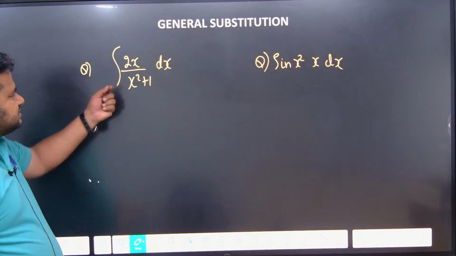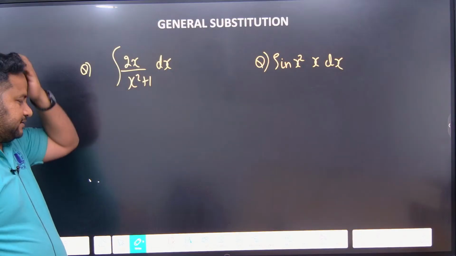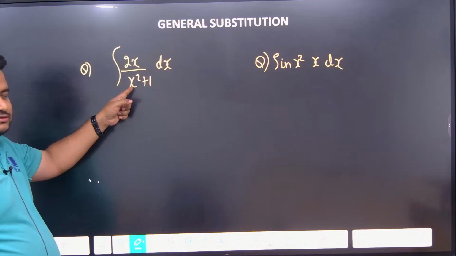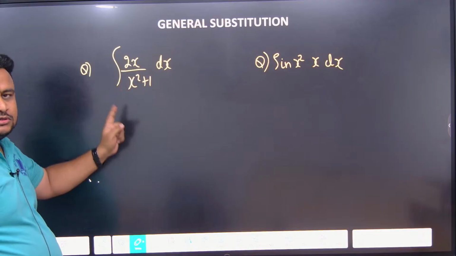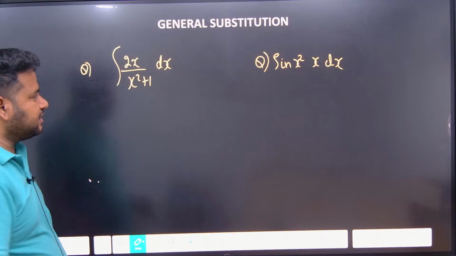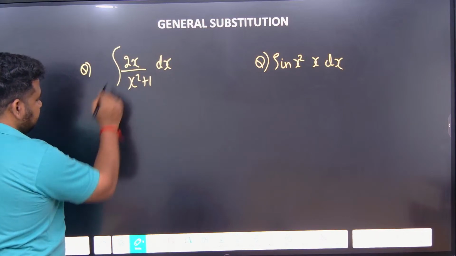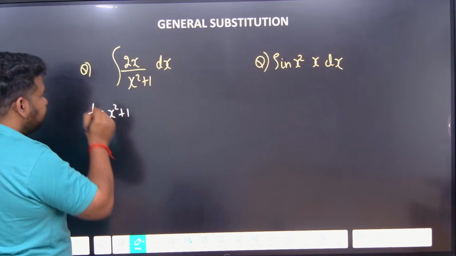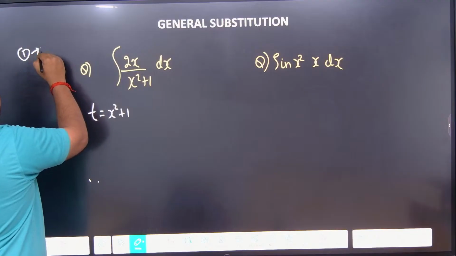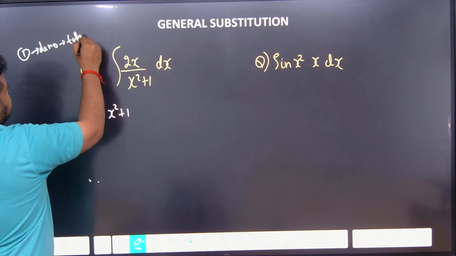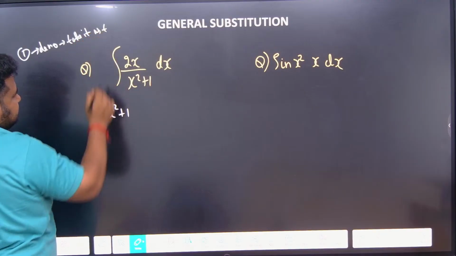So see here, 2x is there, and the denominator x square plus 1 is there. If I differentiate x square plus 1, what will I get? 2x. Yes or no? So whatever the denominator is, try to take that as t. Substitution means you take another variable: t is equal to x square plus 1. Key point to remember: in most cases take the denominator as t.